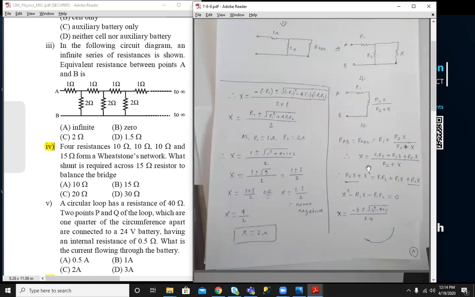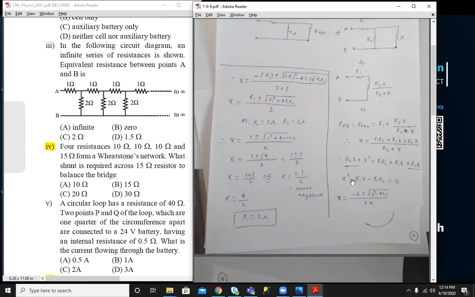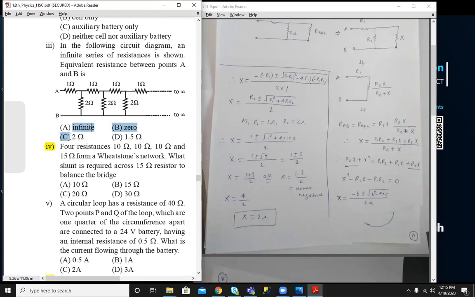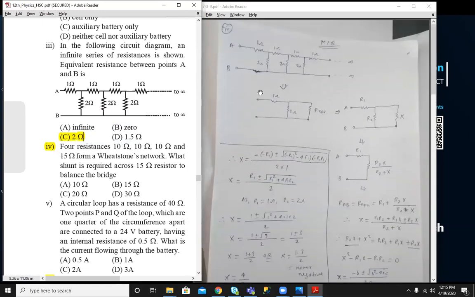Solve these equations. We get a quadratic equation. We have the direct formula to find the roots of a quadratic equation. By putting in all these values, we get the value of the unknown resistance X. R1 is 1 ohm, R2 is 2 ohm. Put all these values in this variable X. As resistance is never negative, the answer will be X equal to 2 ohm. I hope you have understood how we solve this problem.